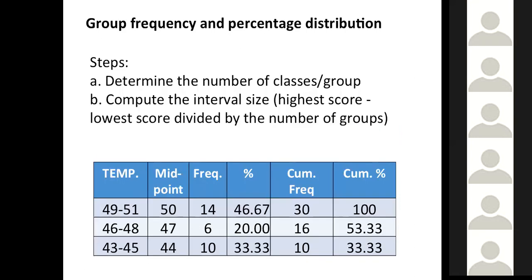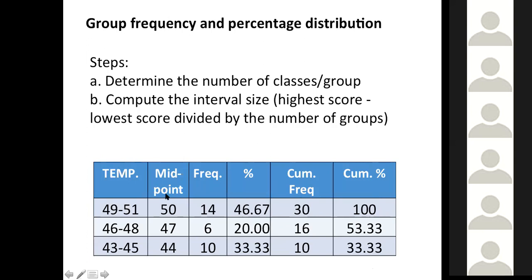And then you can also have the cumulative frequency here: 10 plus 6 is 16, plus 14 becomes 30. Similarly for cumulative percentage, you have 33, and then plus 20, you have 53, plus 46, and then you have 100%. So this is the way we have the group frequency.